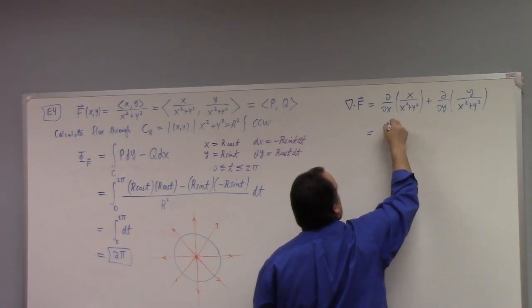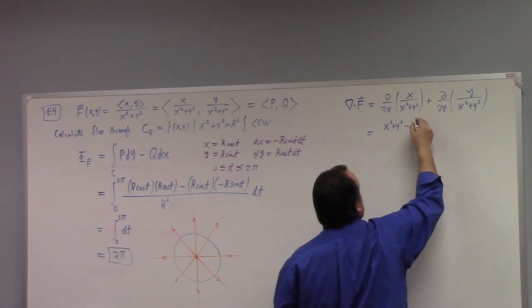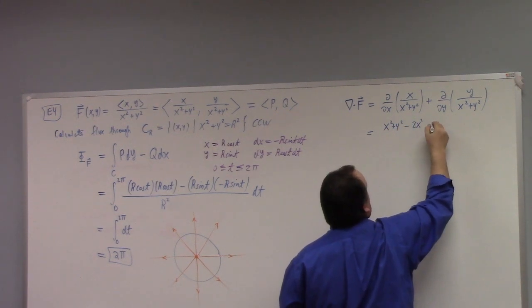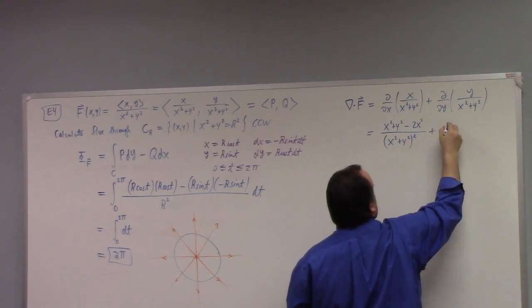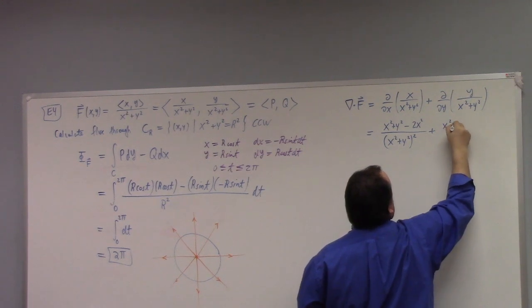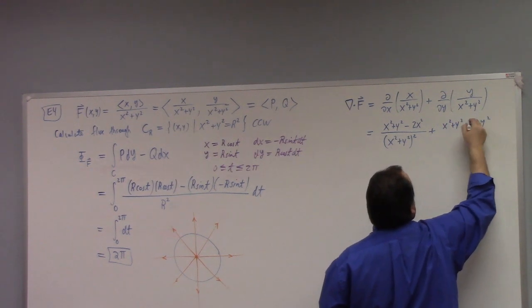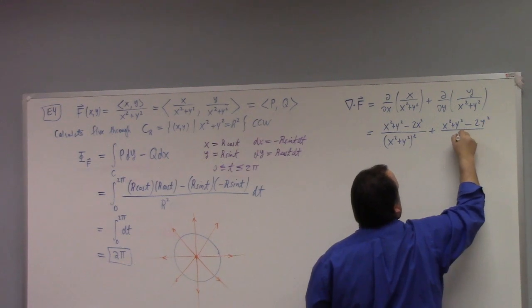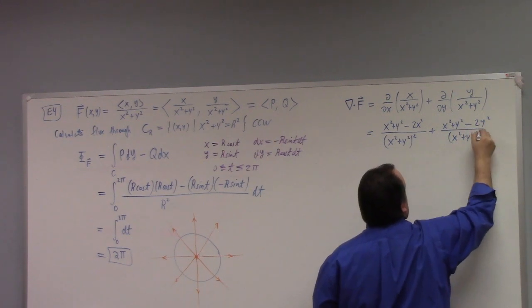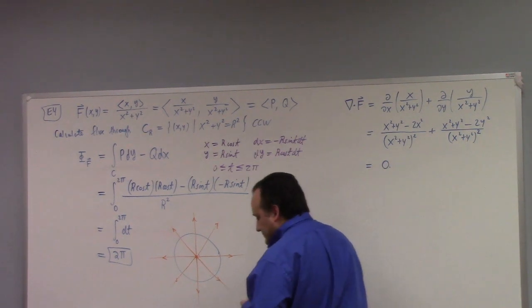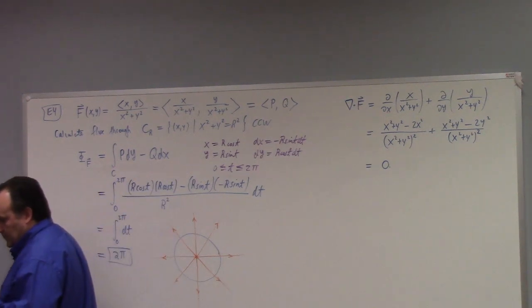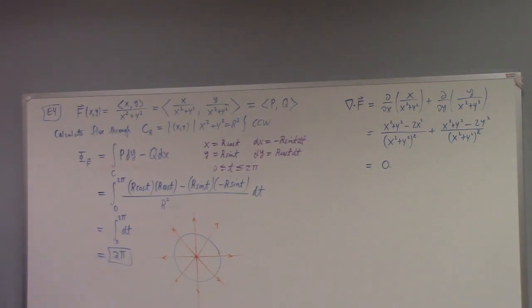Well, looks like we've got x squared plus y squared minus 2x squared, divided by x squared plus y squared, squared, by the quotient rule. And then here we've got x squared plus y squared minus 2y squared, divided by x squared plus y squared, squared, by the quotient rule. Add these together and 0. Because you have x squared plus y squared times 2 and minus 2 of those. So it works out to 0.